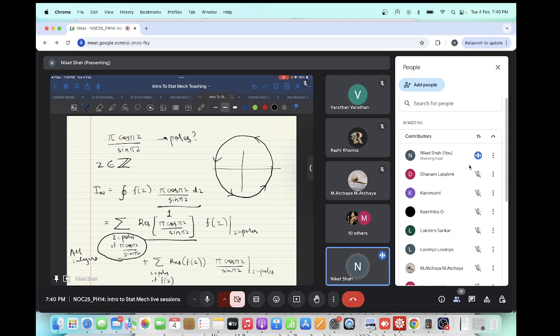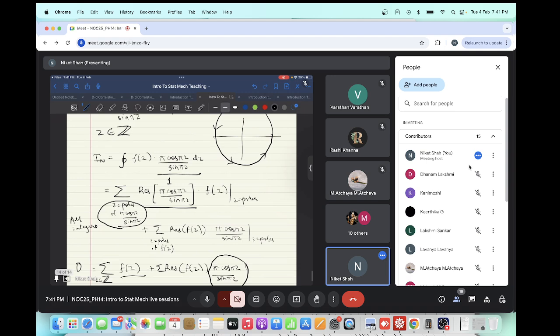There are two kinds of poles. One is the poles of just this function, pi cos pi z upon sin pi z, and those poles are basically z equal to integer. The other poles come from f of z itself. That is why I split this evaluation into two parts. One part has the poles of pi cos pi z upon sin pi z, and the other part has the poles of f of z.